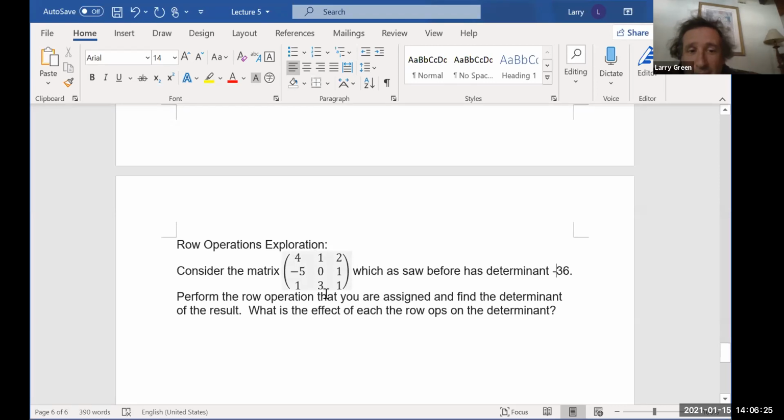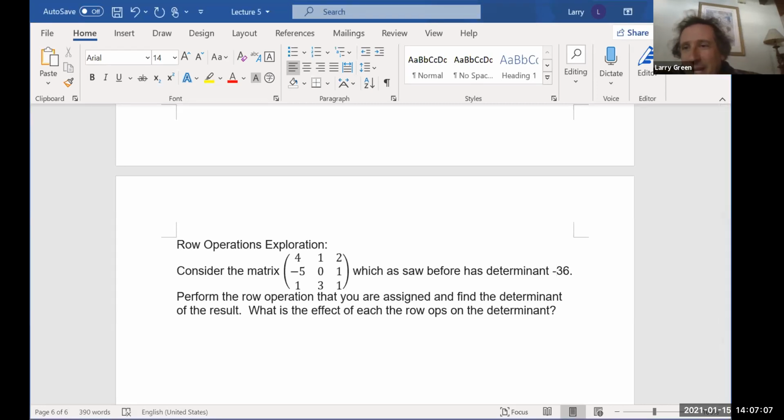Okay, so let's suppose we have this matrix. And what I want you to do is perform the row operation that you're assigned to, and find the determinant of the result. So there are 7 of you here. So listen to your name and number. Got it? So Cesar, you're 1. Bradley, you're 2. Jordan, you're 3. Jacob, you're 4. I'm sorry, you're 1. Victor, you're 2. Ralph, you're 3. And Jesus, you're 1. Got it?